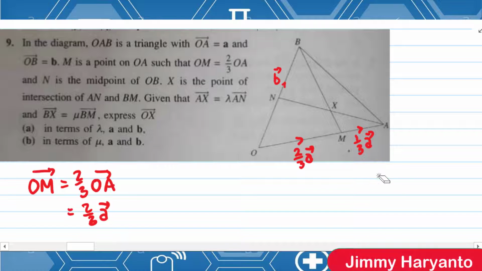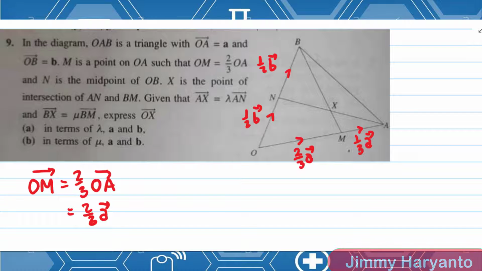After that, N is midpoint of OB. Oh, this one is midpoint. If it's a midpoint, it is directly divided into two. What was B, this one will be half B, and this one will be half B. And then X is the point of intersection of AN and BM, given that AX equals, okay, maybe we should find AX first, and then we need to find AN.